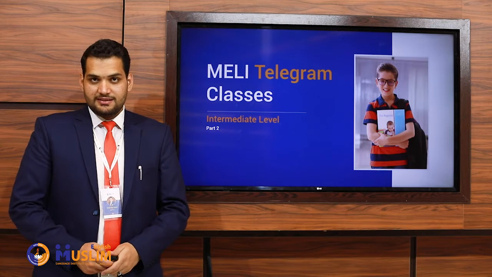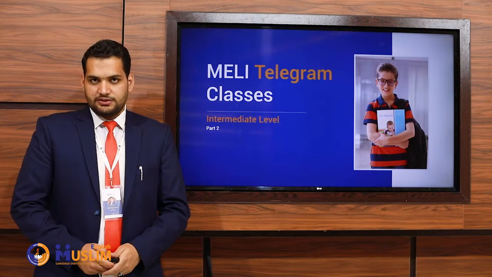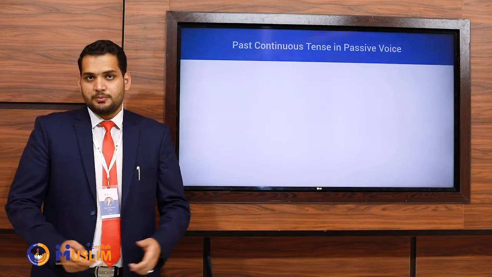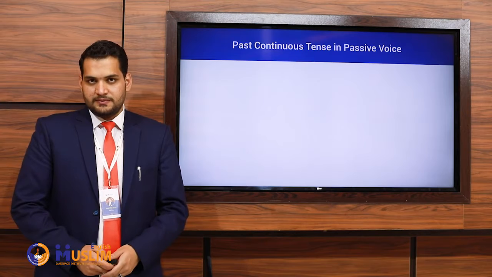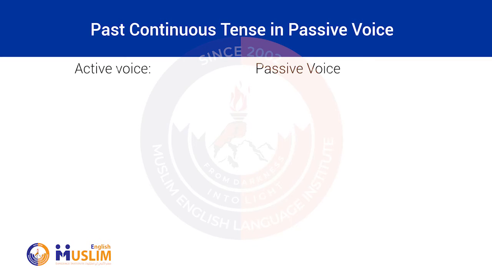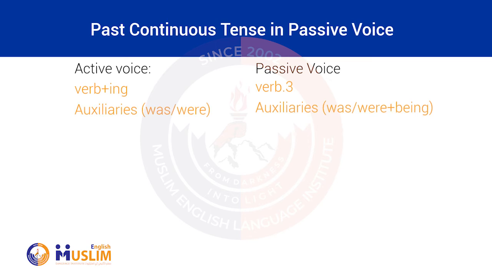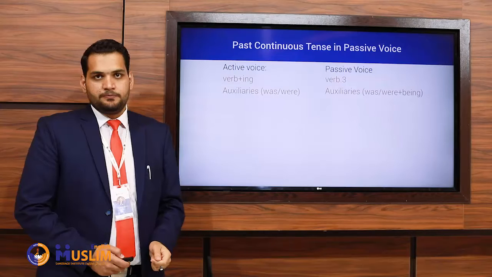This is the grammar lesson for intermediate level part 2. In this part, we're going to talk about the past continuous tense in passive voice. The verb form that we use in active voice is verb ing, but in passive voice we use verb 3. And the auxiliary verbs here are was and were, but in passive voice we have was and were plus being.